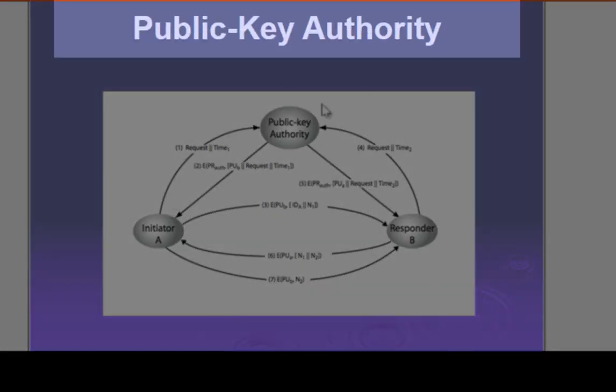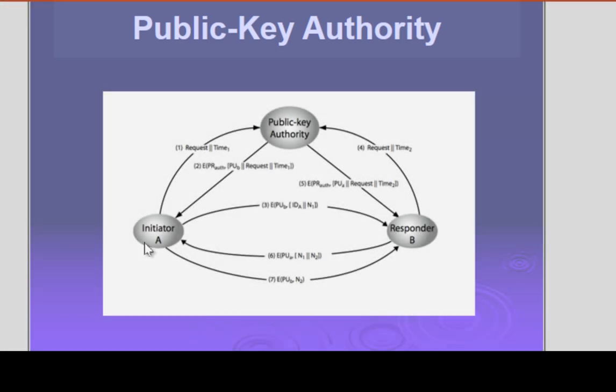Now let us see the procedure followed in the public key authority, how the request is passed by the sender and how it is generated. You can see it. The public key authority has the public key and the private key.